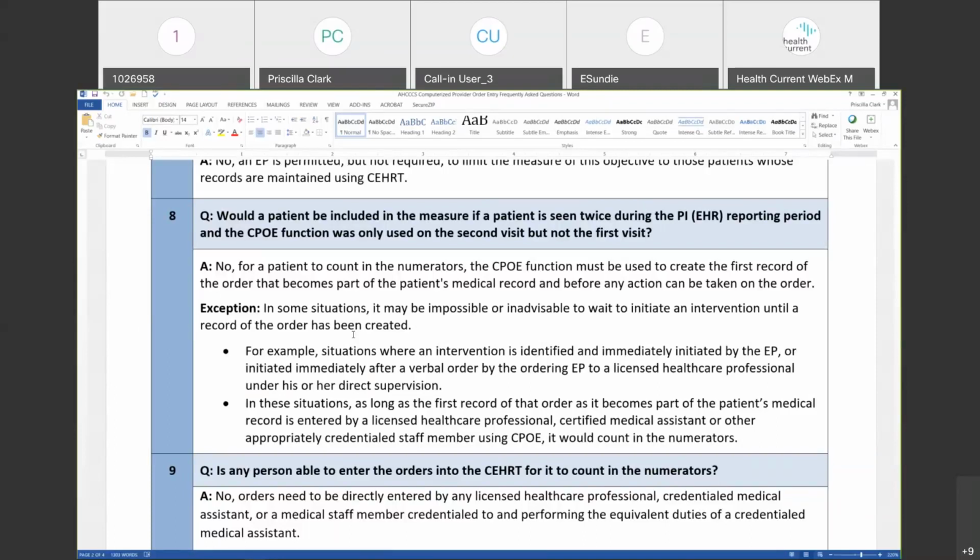For example, situations where an intervention is identified and immediately initiated by the EP, or initiated immediately after a verbal order by the ordering EP to a licensed healthcare professional under his or her direct supervision. In these situations, as long as the first record of that order, as it becomes part of the patient's medical record, is entered by a licensed healthcare professional, a certified medical assistant, or other appropriately credentialed staff member using CPOE, it would count in the numerators. Please keep in mind that this answer was specifically talking about the numerator, so that patient would still be counted in the denominator.